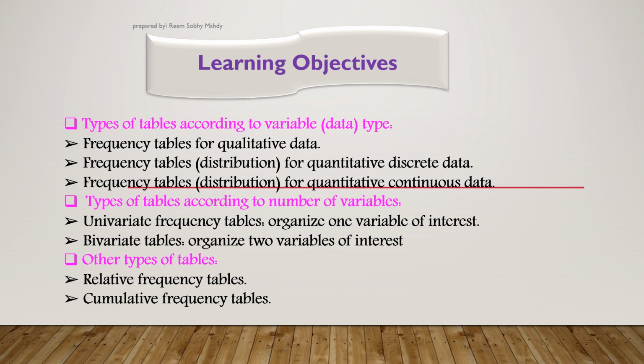The second type of tables is according to the number of variables: univariate frequency tables, organized for only one variable of interest, and bivariate frequency tables, organized for 2 variables of interest. The third type is relative frequency tables and cumulative frequency tables. In this section, we hope to learn how to make frequency tables for quantitative continuous data, bivariate frequency tables, and cumulative frequency tables.